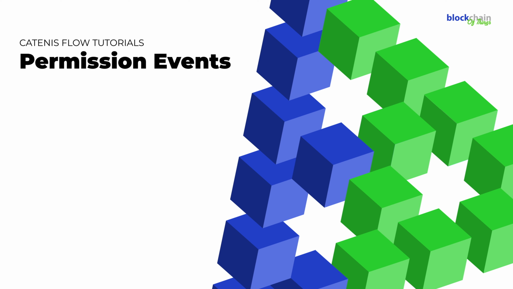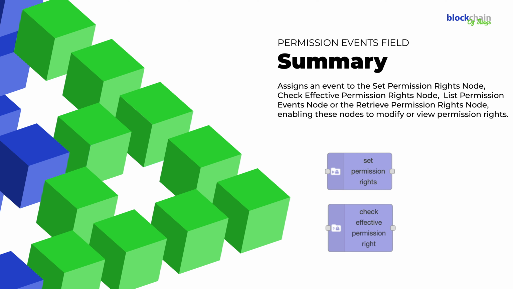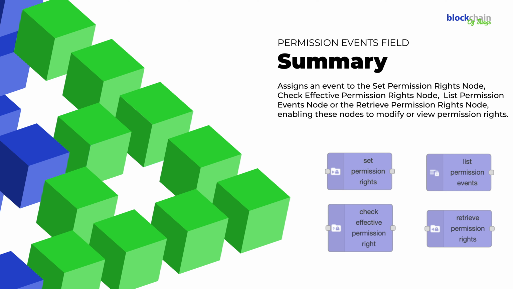The most important field to get familiar with in order to understand and be able to work with permissions on Catenis Flow is the Events field, which is a drop-down list with 12 options. The Events field is critical to the behavior of the Set Permission Rights node, the Check Effective Permission Rights node, the List Permission Events node, and the Retrieve Permission Rights node, each of which you will learn about in subsequent tutorials. Each option in the Events field is a permission event which you wish to set permissions for.